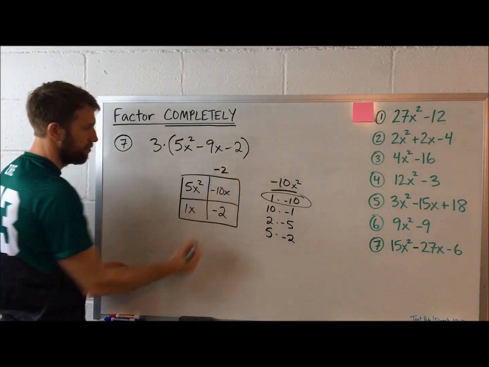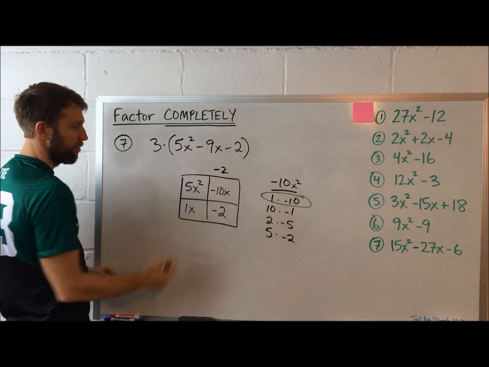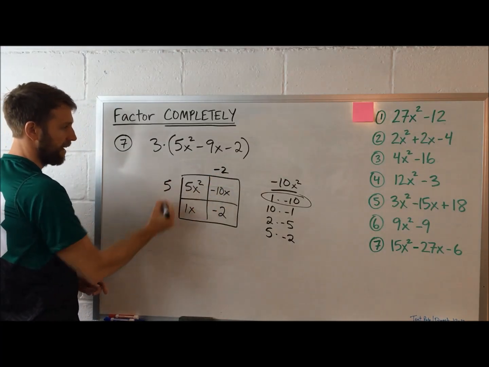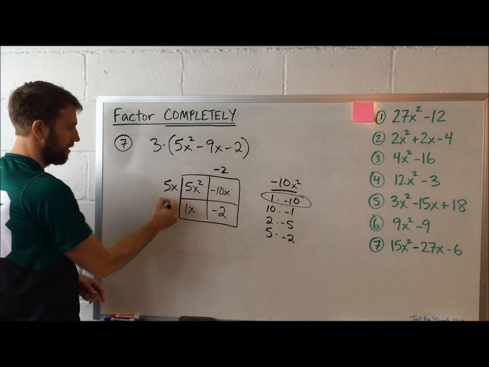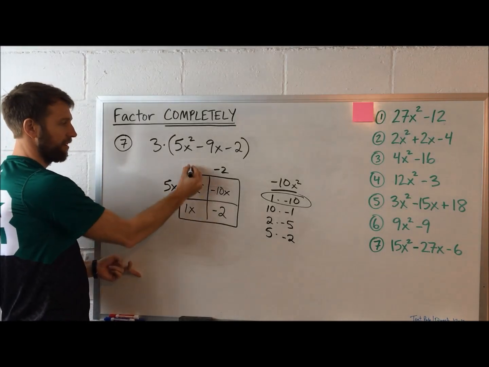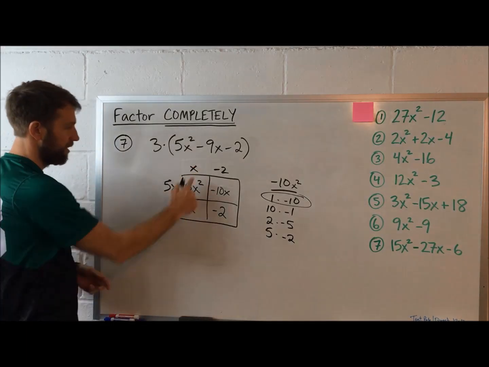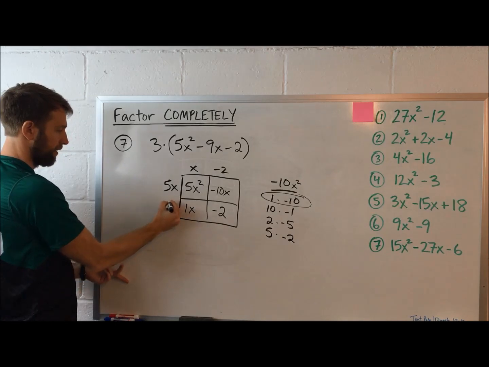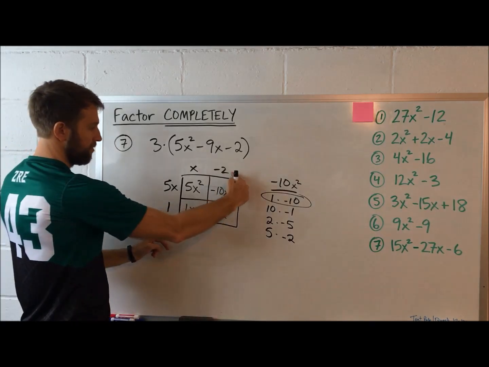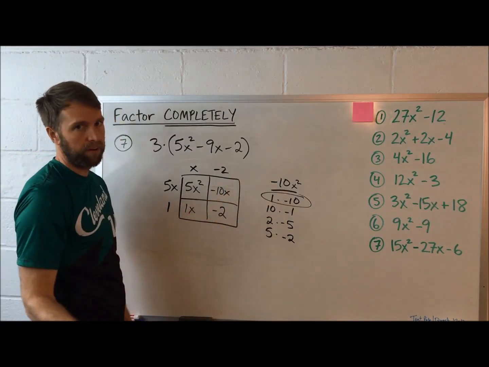That is negative 2. How many times does negative 2 go into negative 10? That would be 5. I do need the x there. 5x, how do I get to 5x squared? Just an x. X times what gets me to 1x? 1. 1 times negative 2. Boom, there's our last part.